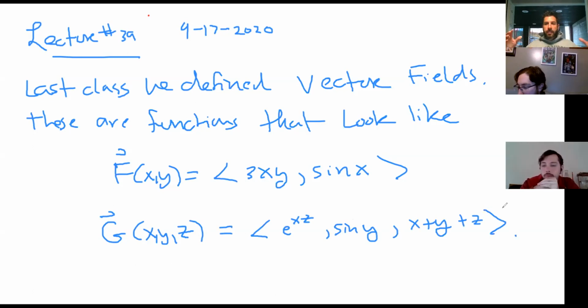The idea is that the input of the function is either 2 or 3 variables, and then the output is either a vector of 2 or 3 dimensions. That's kind of how you want to think about these things.